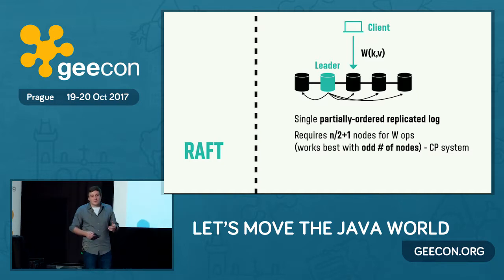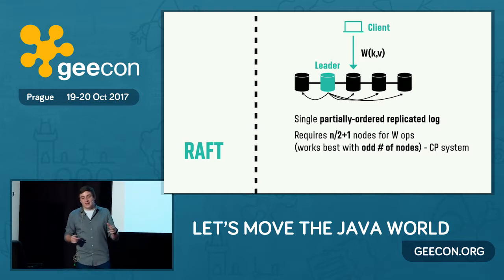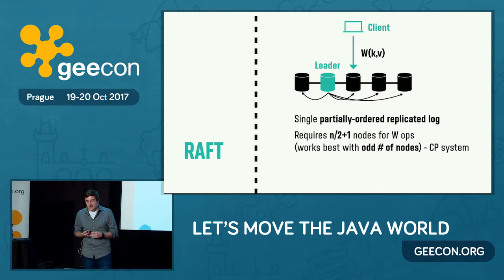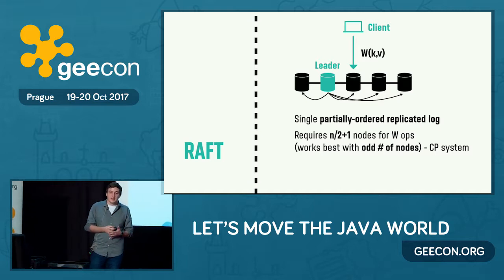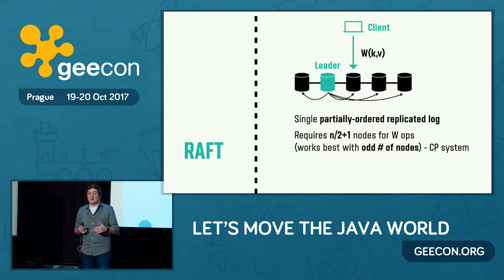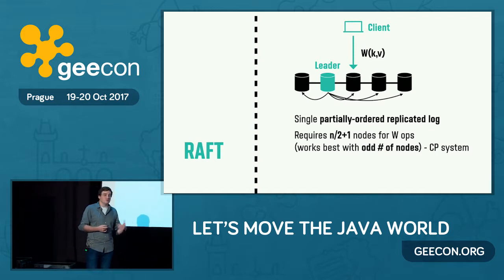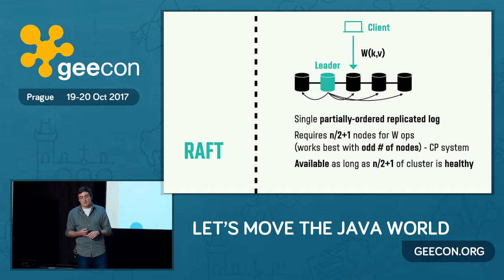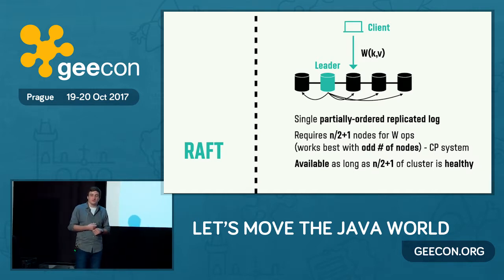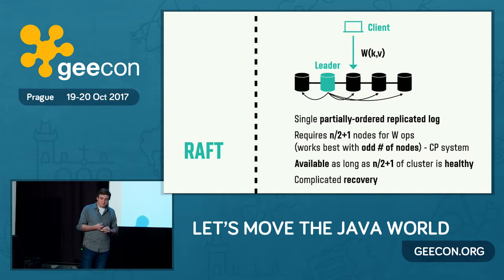The Raft cluster will accept write operations as long as more than half of the nodes are in a healthy state. So you can think of Raft as a CP system, where it will prefer consistency over availability. If the system cannot guarantee you consistency, it will simply shut down. So the Raft cluster will be available as long as more than half of the nodes are healthy, which means it works best with an odd number of nodes.